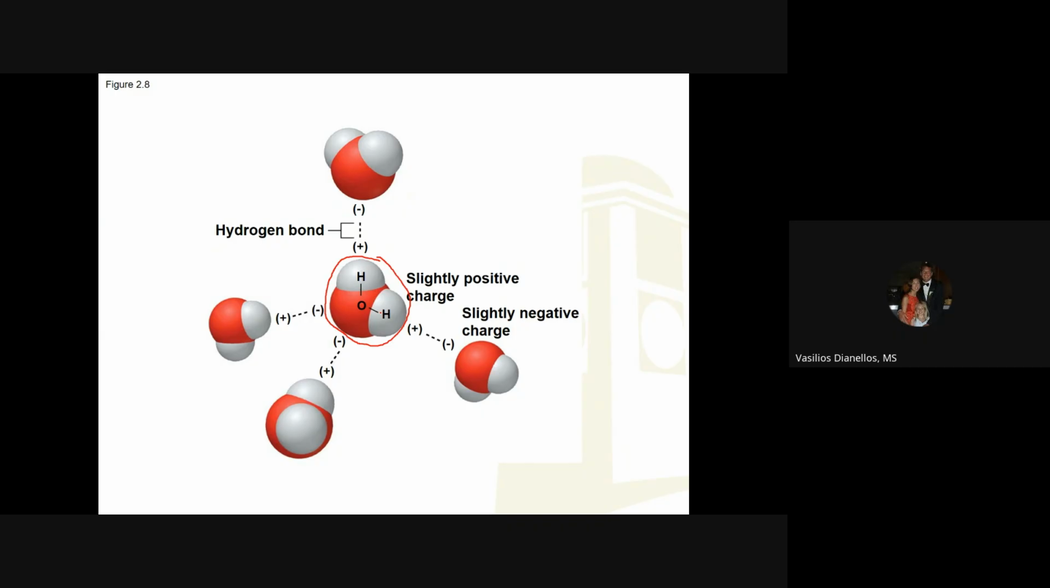Then there's going to be another question that asks, what kind of bond holds neighboring water molecules together? And the answer is, as you can see here, hydrogen bonds.